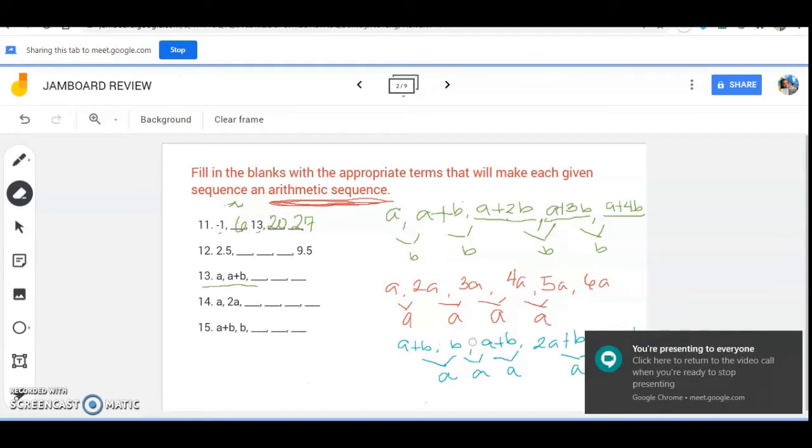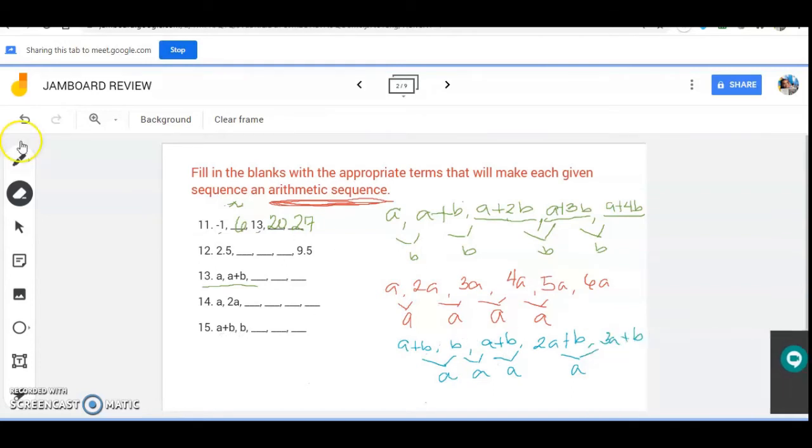Bakit ina-add lang natin yung A? Kasi positive yung nakuha nating number, anak. Okay, i-drawing ko ulit. Okay, halimbawa, ang meron tayo dito is negative A, minus B, tapos negative B. Halimbawa, ganyan yung ating number. So, ano yung susunod na pattern? Kasi, addition nga lang yan. Sige, gawa tayo ng subtraction.